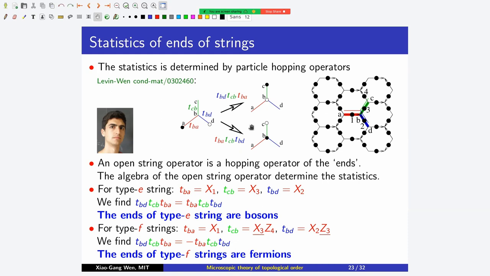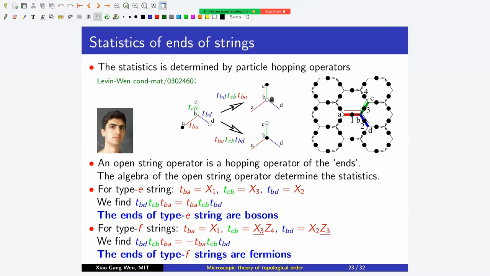The way to do that, we consider four sites: A, B, C, D. Then we have two particles at site A and site D. Then you apply the hopping from A to B first, then hopping from B to C next, then hopping from D to B. When you apply these three hopping operators, the final configuration is that A hops to B, hops to C. So this black one became here, and the white one from D to B became here.